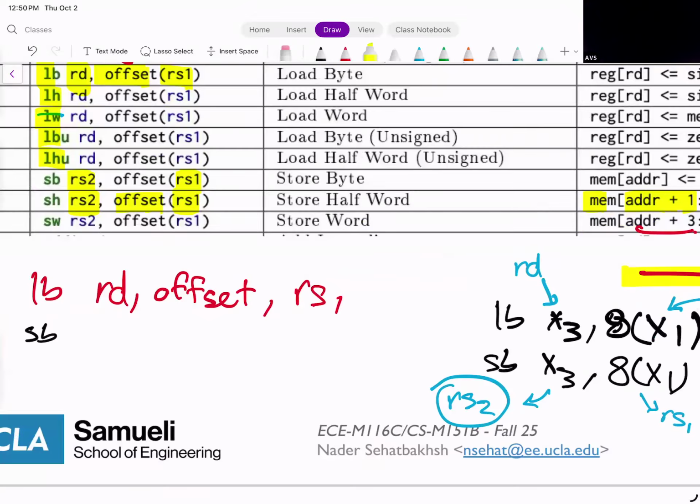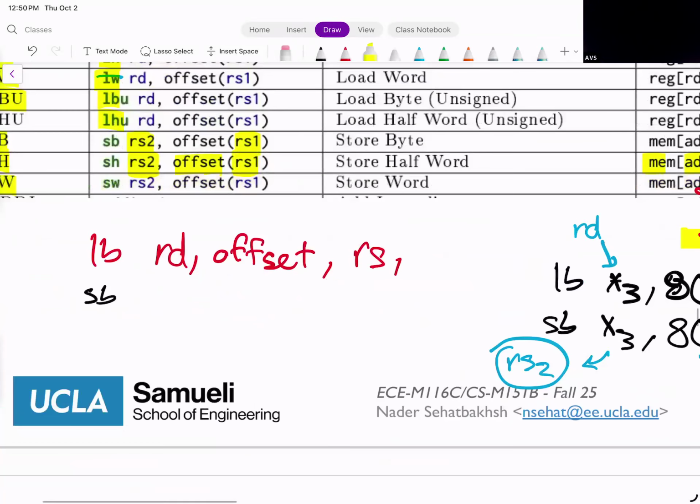You always provide the offset. So if it's 0, you provide 0. The base can also be 0. For example, many times you will see an instruction like store word x3, 8 x0. If you see something like this, it means literally address 8, since the base is 0.